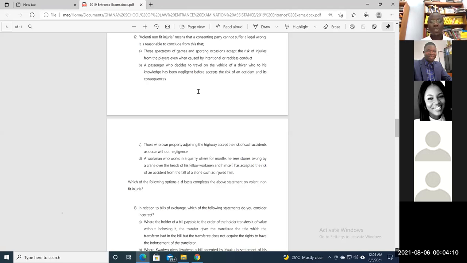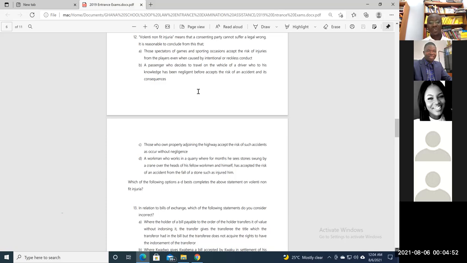All right. So D, a workman who works in a quarry where for months he sees stones swung by a crane over the heads of his fellow workmen has himself accepted the risks of an accident from the fall of a stone, such as injured him. So what is the correct answer? Which of the following options best completes the above statement on voluntary assumption of risk?